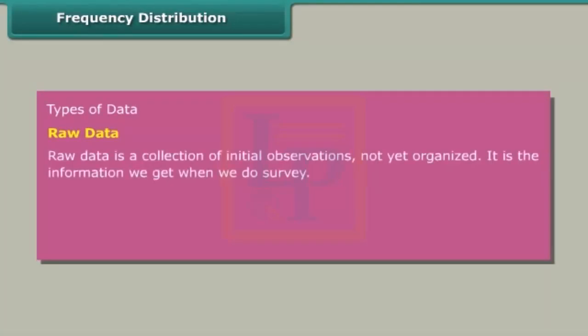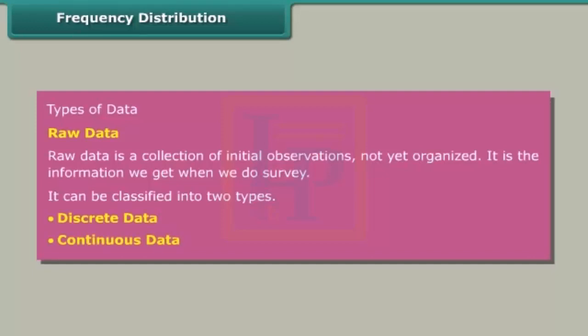We can compare two sets of data using this double bar graph. Frequency distribution. Types of data. Raw data. Raw data is a collection of initial observations not yet organized. It is the information we get when we do a survey. It can be classified into two types: discrete data, continuous data.